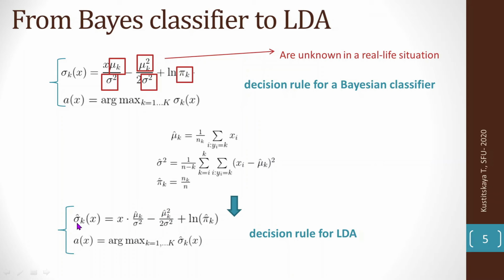So here we first calculate a discriminant function, and then we assign x to the class with the maximum value of this discriminant function. The word linear in the classifier's name stems from the fact that the discriminant function is a linear function of x.